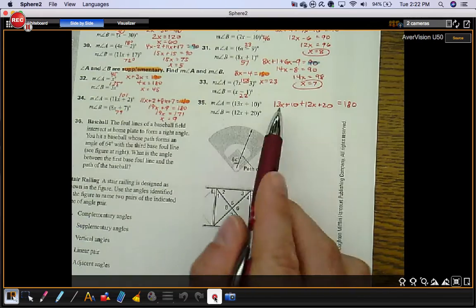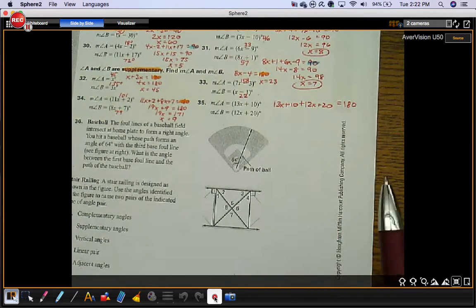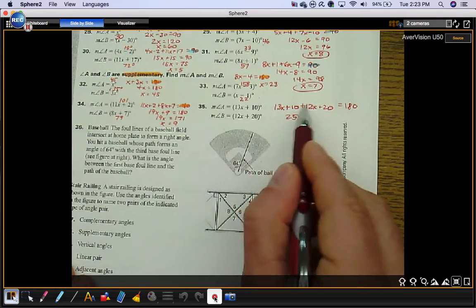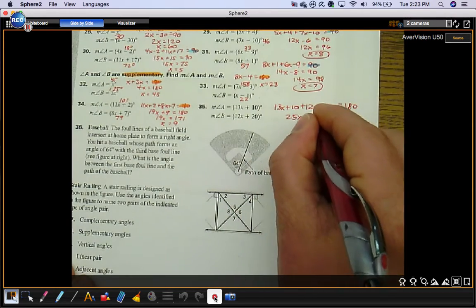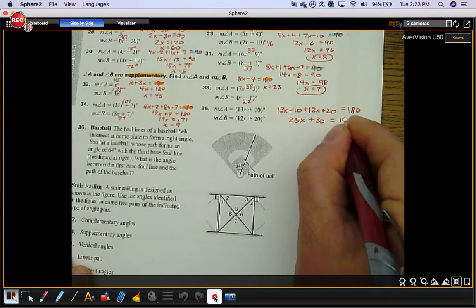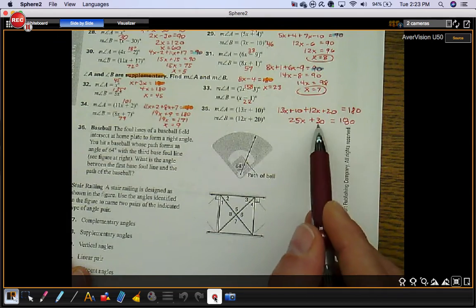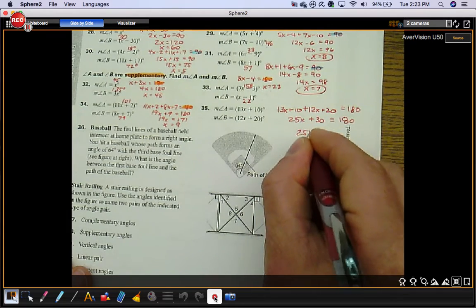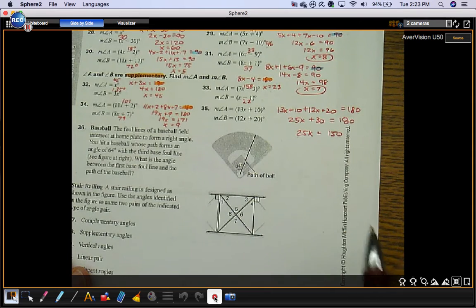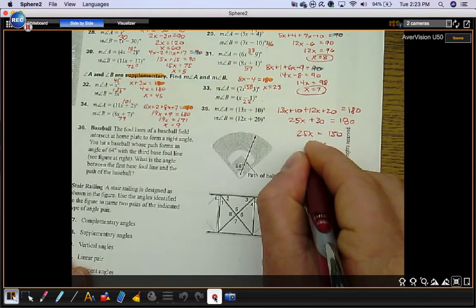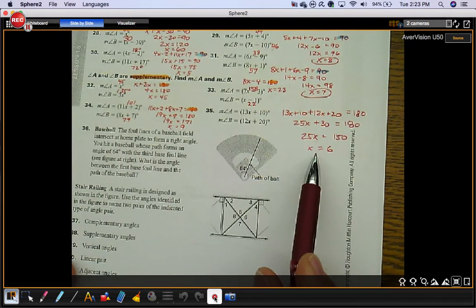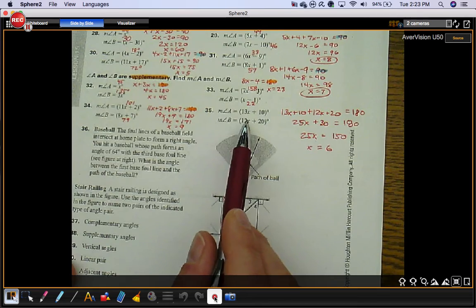Okay, so again, that's the geometry side of it. Now you're just down to algebra you have to solve. So 25x comes from these two like terms. You also have a 30, 10 plus 20, to give you 180. We're going to take away 30 from both sides. How many times does 25 go into 150? Go in 6 times. That's not your answer. X is 6. Plug it back in.